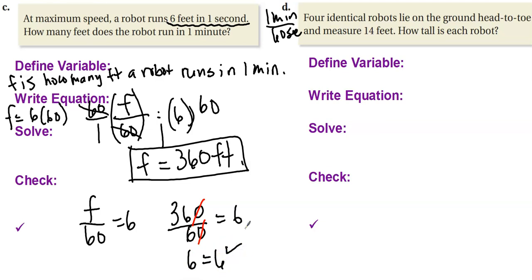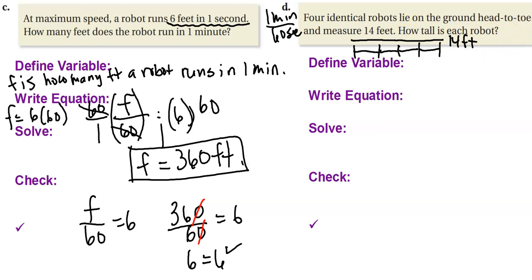Okay, the next one. We have 4 identical robots that lie on the ground head to toe, and they measure 14 feet. That means you picture this, right? There's 1, there's 2, there's 3, and there's 4. And this total distance is the 14 feet. Each robot is not 14. The question is, how tall is each robot?